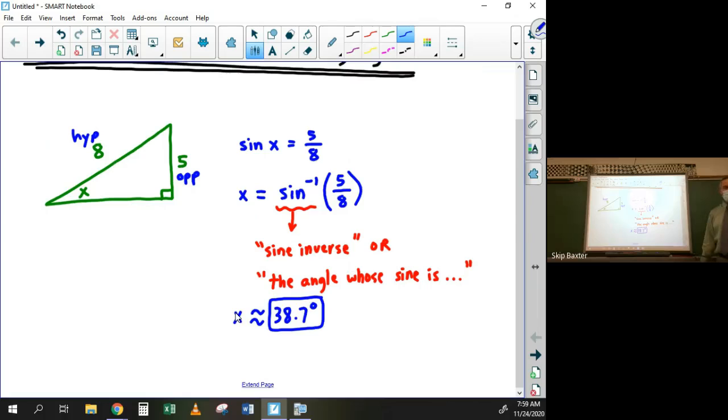We will do radians at some point this year. Like, what does it mean? What's the conversion from degrees to radians and stuff like that? But not yet. Okay? So everything has to be in degrees.